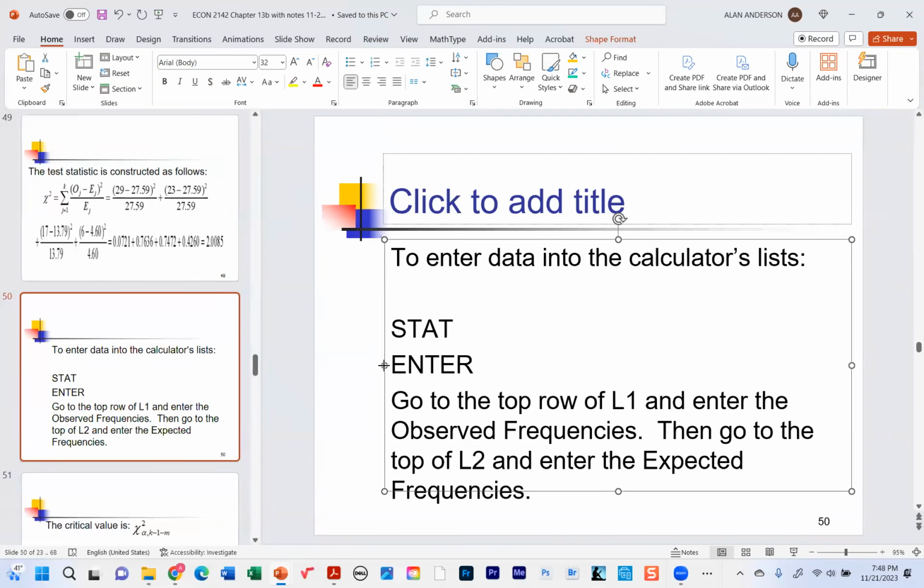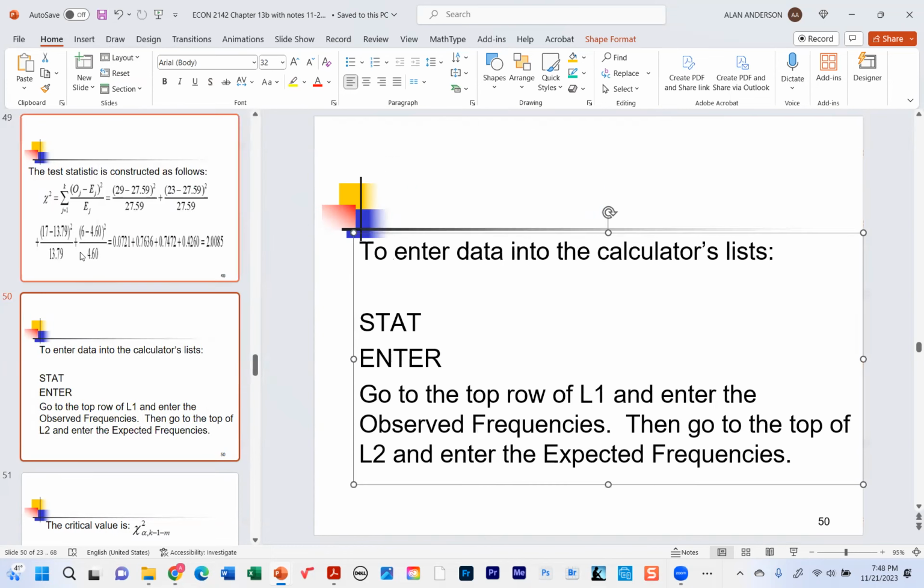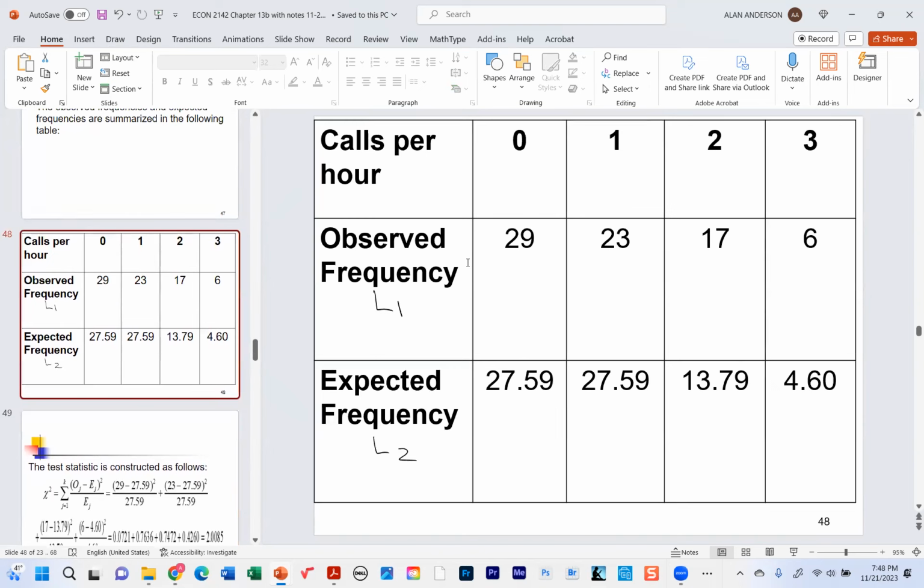All right, so let's do that right now, just to get some practice. So here's what I want you to do. Come back here. So in L1, type 29, 23, 17, and 6. Okay. All right, I'm going to do that in mine. All right, let me know. Well, all right, I'll give you a couple of minutes to get this typed, and then I'll show you what to do next.